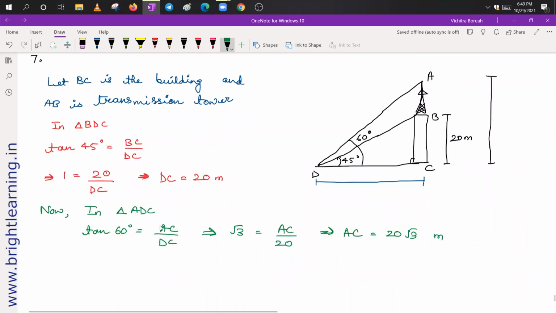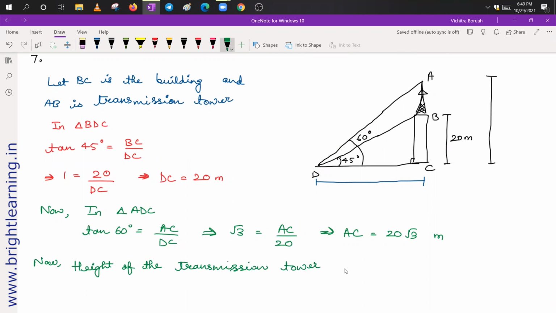Okay, so here you will write that now the height of the transmission tower is equal to AC minus BC. So AC is 20√3, BC is 20. So just take 20 as common. So you will get 20(√3 - 1) meters. So this is the required length of the transmission tower.